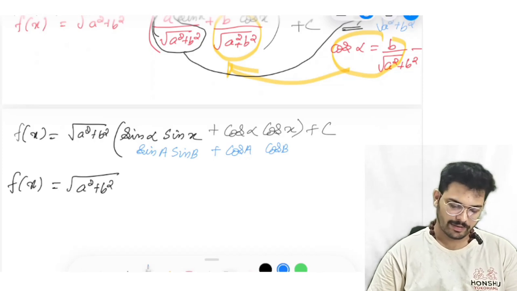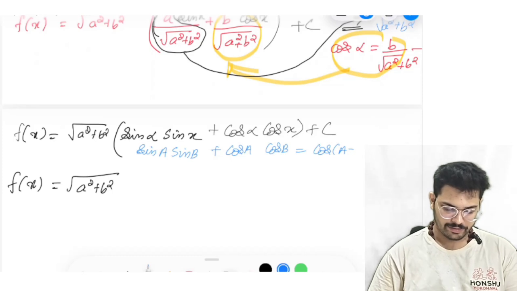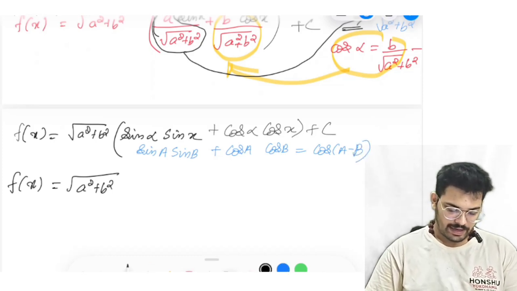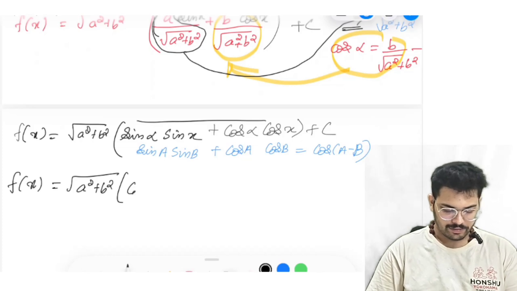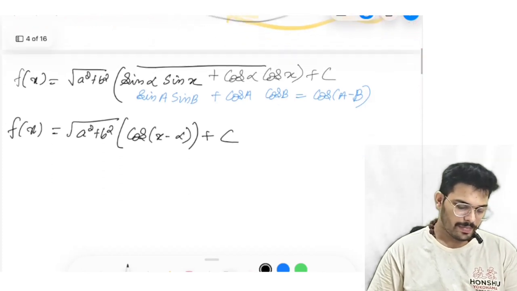What is cos a cos b plus sin a sin b? It is of the form cos of a plus b, sorry, cos of a minus b. Cos of (a minus b) equals cos a cos b plus sin a sin b. Now this can be converted into cos of (x minus alpha) or (alpha minus x) plus a constant.